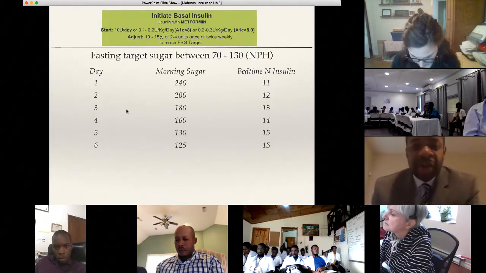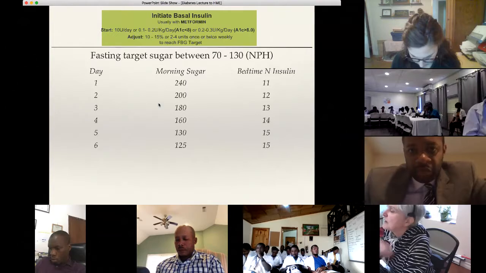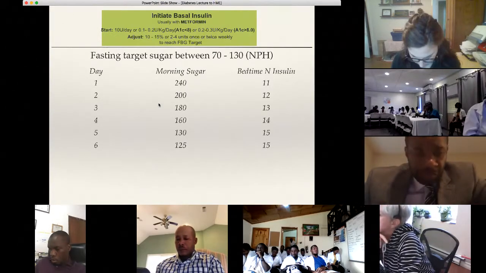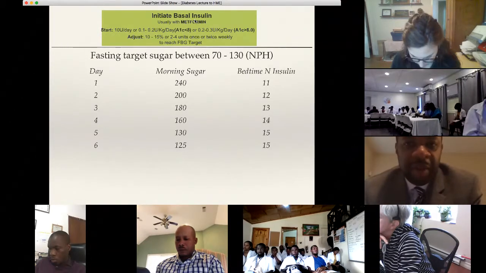So let's talk about starting insulin on the outpatient side. The first rule is you have to try to make sure if the patient is on metformin, which we'll talk about a little later, but metformin is kind of the basic oral medication most patients with diabetes should be on.